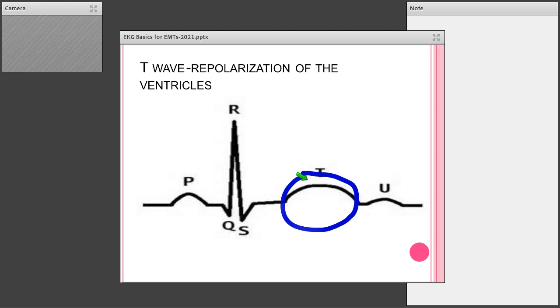If it's really pointed, like if we have a T wave like that, that's a sign of potentially some elevated levels of potassium in the blood, or hyperkalemia. So if you were to see that, you might ask about dialysis and urine output and things like that. This can lead to a life-threatening rhythm and cardiac arrest.